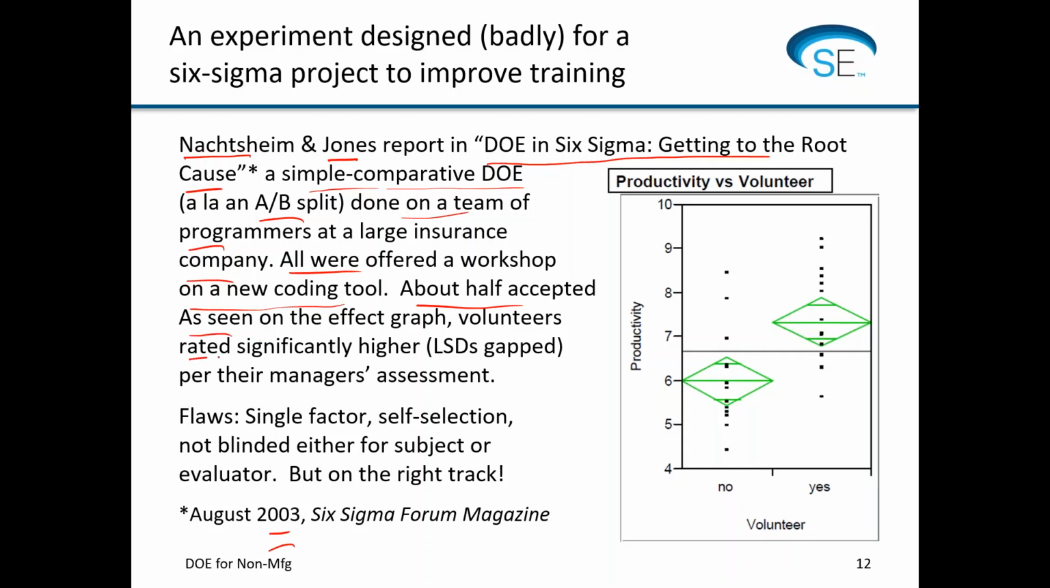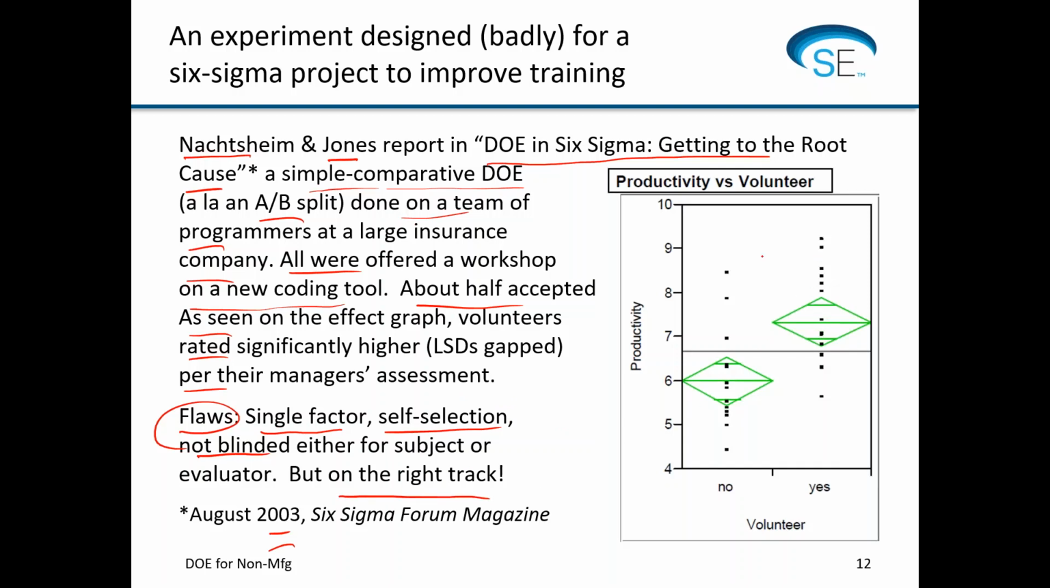Now, you're probably shaking your heads at this point, because we have some major flaws here in this experiment, which Knoxheim and Jones are just reporting on. They didn't design it themselves. It was just a single factor, which is not good. It was self-selection of the subjects, not randomly selected. And then the evaluators were not blinded, nor were the actual volunteers, because you would know whether you had training or not. So in the end, we have to take this with a huge grain of salt, but at least it's on the right track.